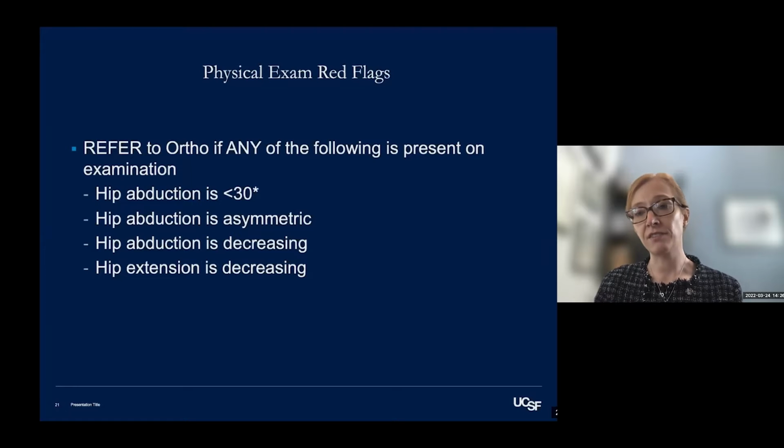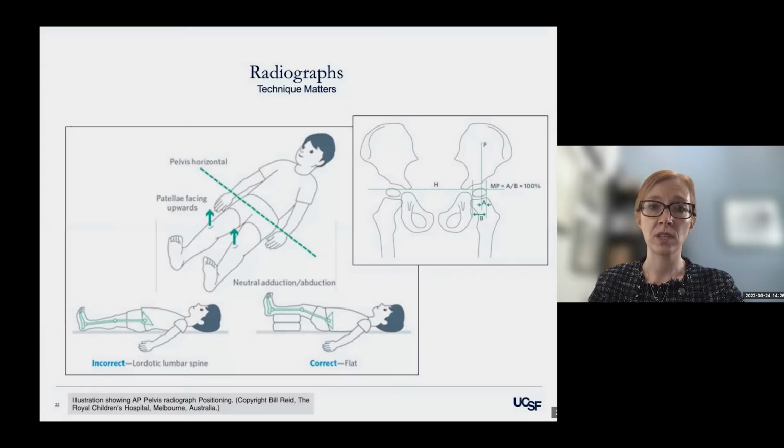So the red flags on a physical exam, we would want somebody to refer to orthopedics if either their hip abduction was less than 30 degrees, if the hip abduction is asymmetric, if the hip abduction is decreasing over time, or if hip extension is decreasing over time. All of these can be signs of hip dysplasia.